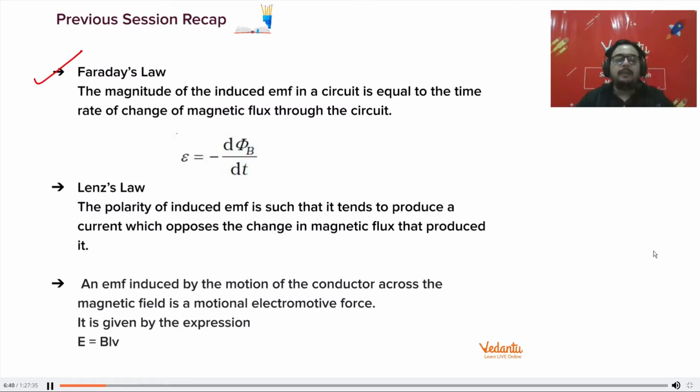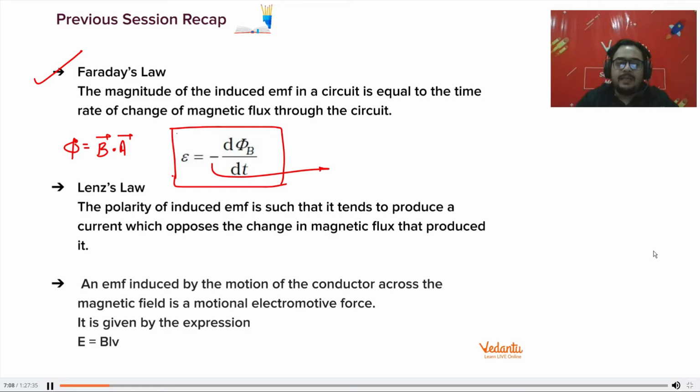So we'll have a quick recap of the previous session. We have studied about Faraday's law. What is Faraday's law? If magnetic flux associated with a coil or any conducting loop changes with time, where we know what is flux, your magnetic flux is simply given by B dot A. So if magnetic flux is changing with respect to time, an EMF is induced in the loop, to oppose this change. Now this minus sign basically signifies what? Lenz law. Do you remember Lenz law?